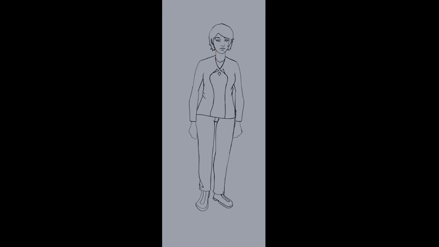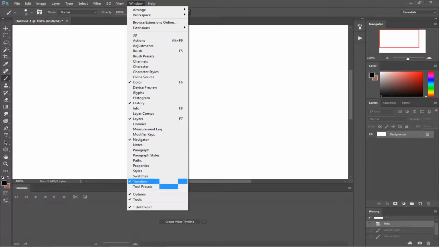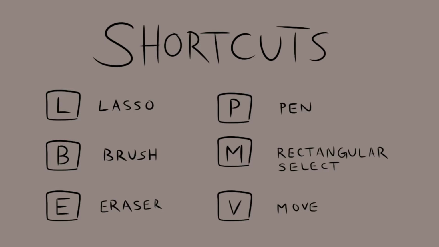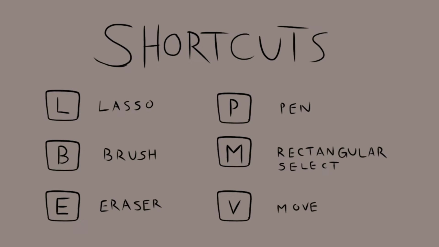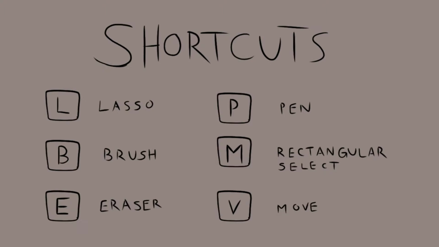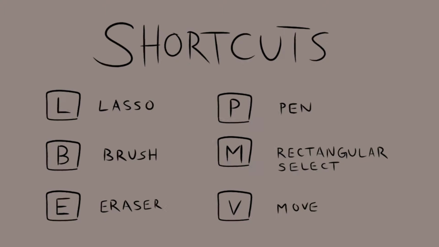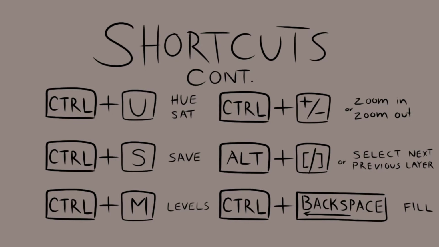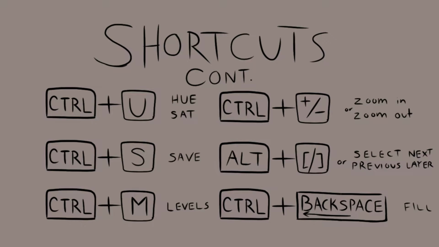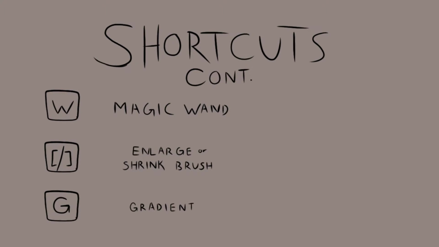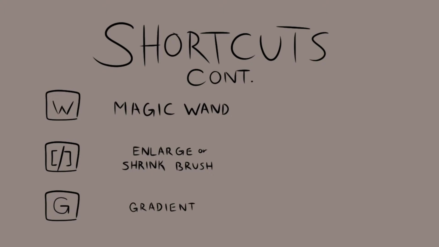Okay, so we have an empty Photoshop document, and if you don't see the video timeline below, just select it from the window menu. So before we get started, there are some shortcuts that most people use all the time: the lasso, pen, brush, the rectangular select, eraser, and move, and those are going to be 90% of your shortcuts. And then of course you have the sort of second tier of shortcuts, altering the hue, saturation, zooming in and out, selecting layers, saving, adjusting the levels, and filling. Then you have the magic wand, the brush size keys, and the gradient key, which is also the fill tool.